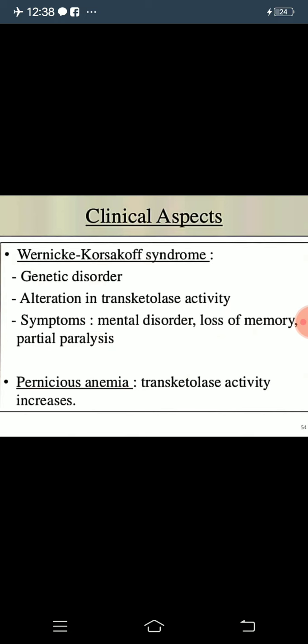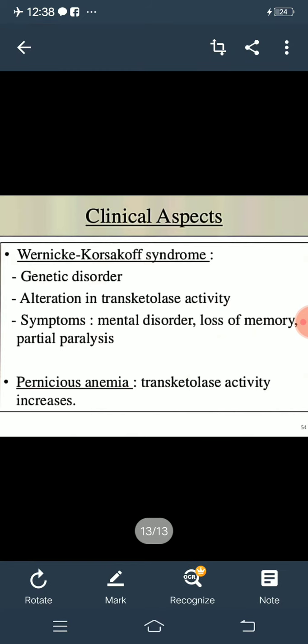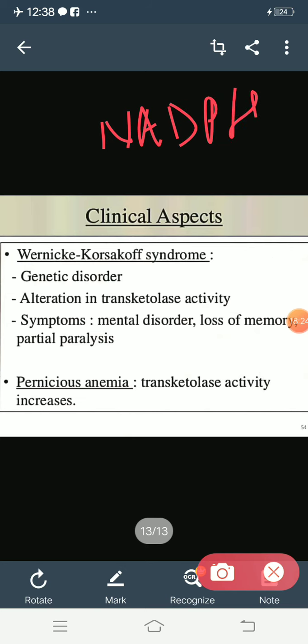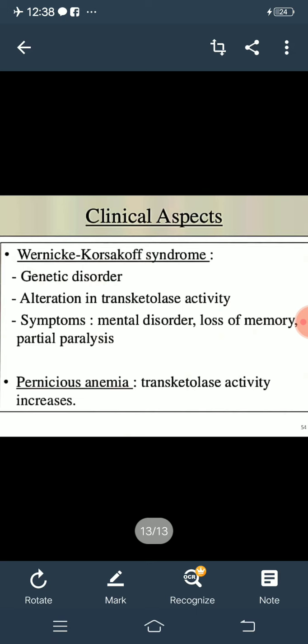And another syndrome is pernicious anemia, and this is due to the increased activity of the transketolase enzyme. So what is the importance of the HMP shunt? It is for the production of the NADPH molecule and the ribose sugar molecule. So this is all about the HMP shunt. Thank you everyone.